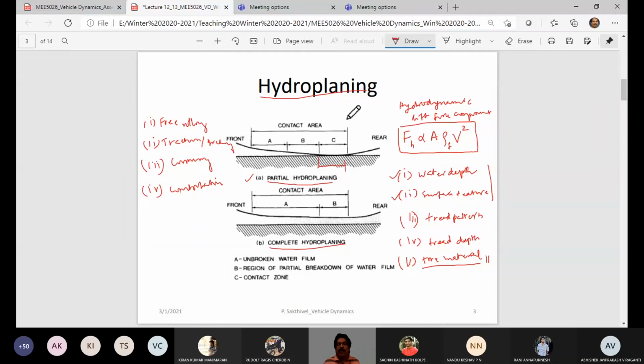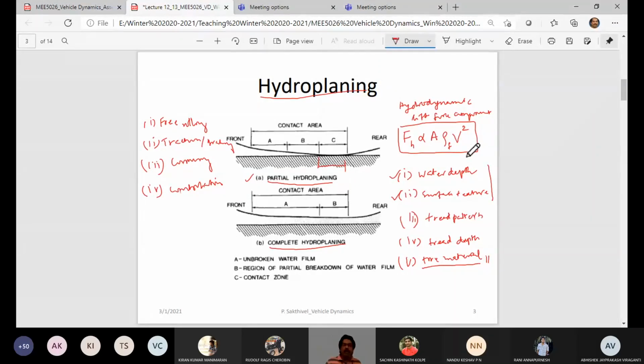So how do you quantify this hydroplaning speed? If I drive a passenger car, I know my inflation pressure of the tire. So how do I calculate my hydroplaning speed? At what speed will I have this separation, where complete hydroplaning takes place? That is going to be very dangerous for my vehicle. If I know that speed, I can always be alerted not to drive at that speed. So how do you estimate that hydroplaning speed?